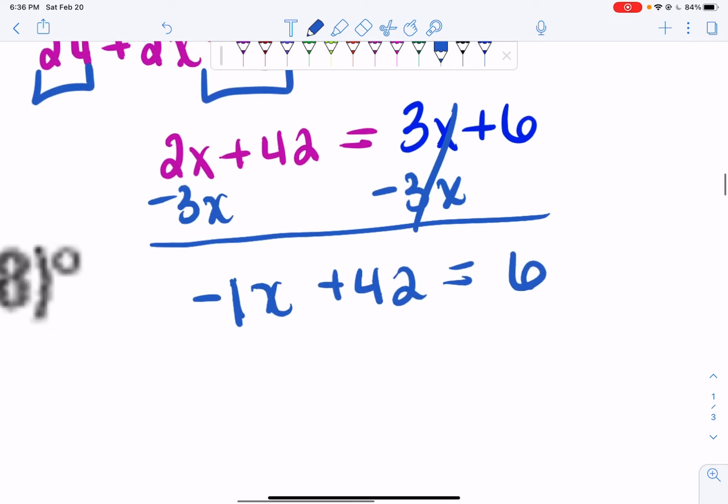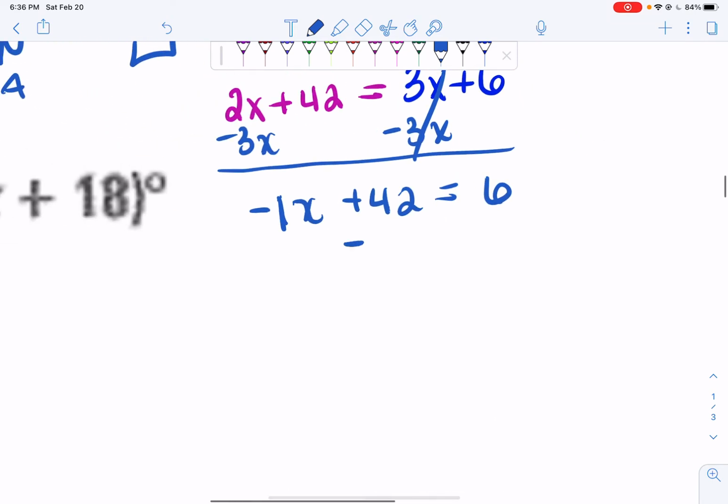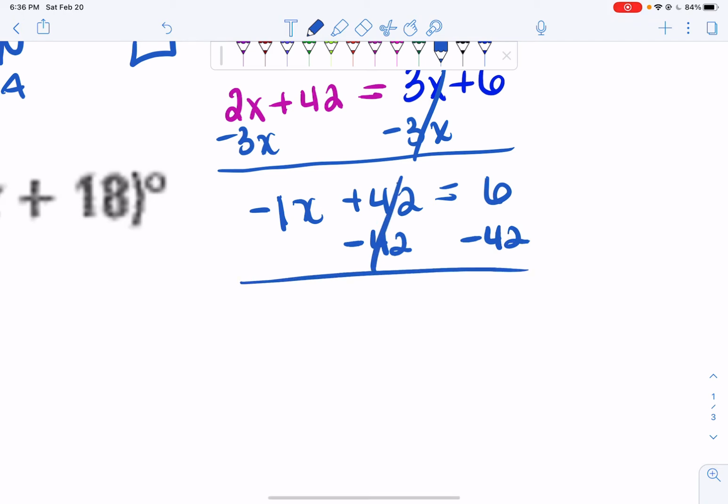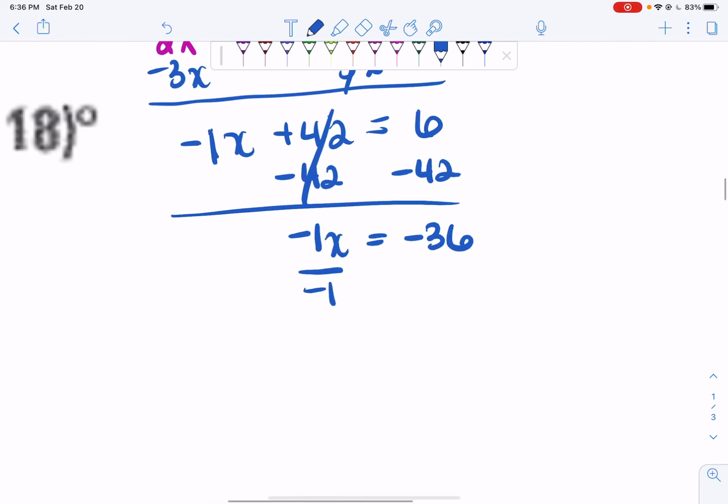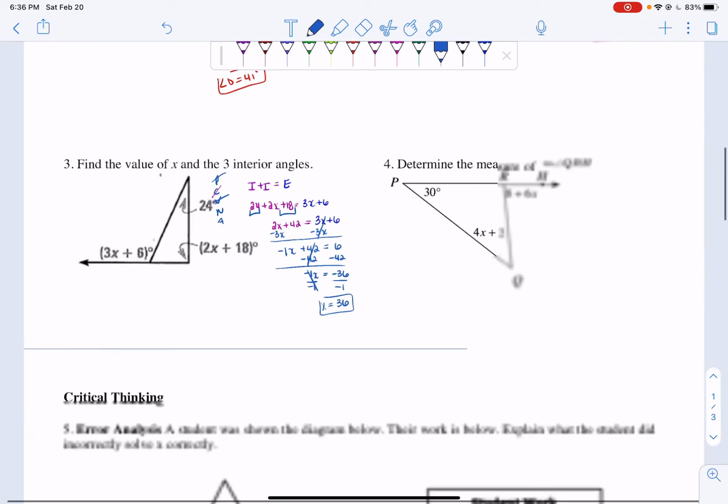I now need to get that 42 to the right-hand side. So I'm going to subtract 42 from both sides of my equation. Get negative 1x equals, well, 6 minus 42 is negative 36. And then divide by a negative 1 and get x equals 36. So we solved for x.